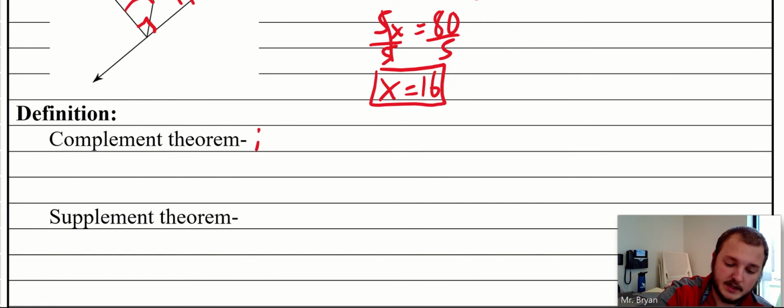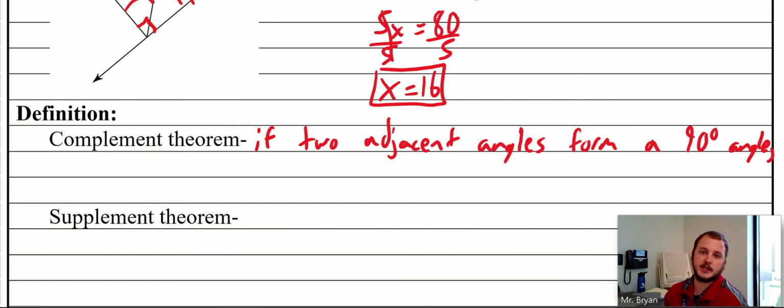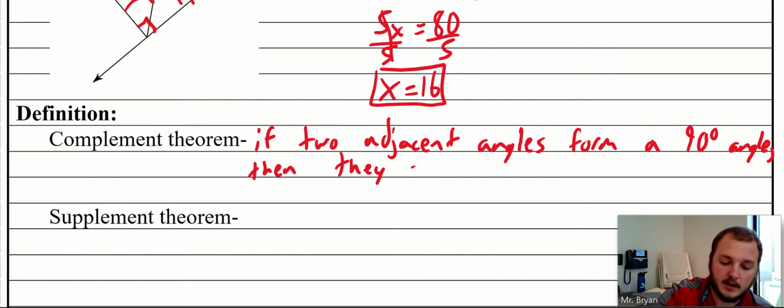It says if two adjacent angles form a 90-degree angle, or in other words, a right angle. If two adjacent angles, so remember adjacent meaning right next to each other, if those form a 90-degree angle, then they add up to 90 degrees. Okay, fair enough.